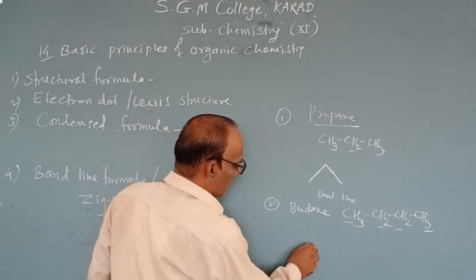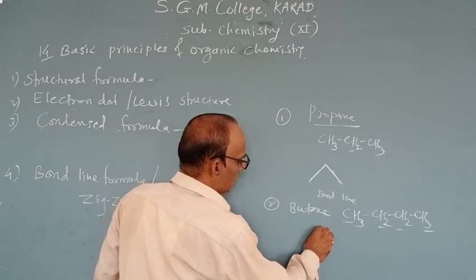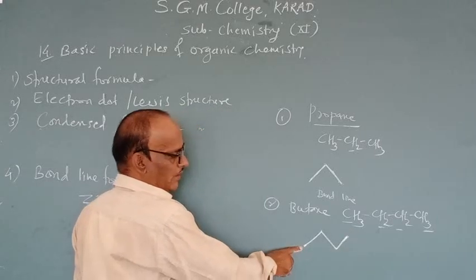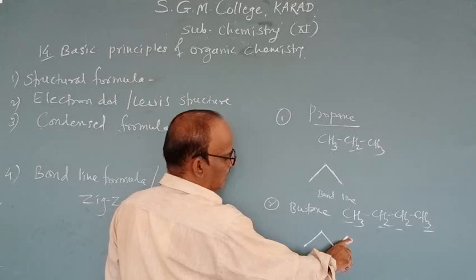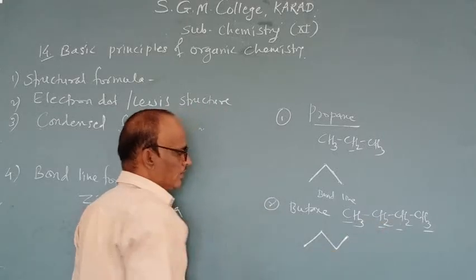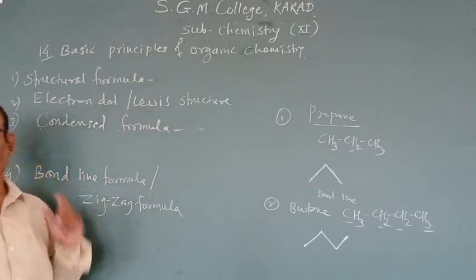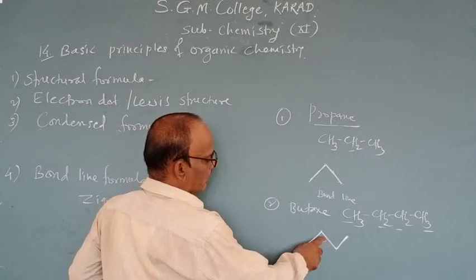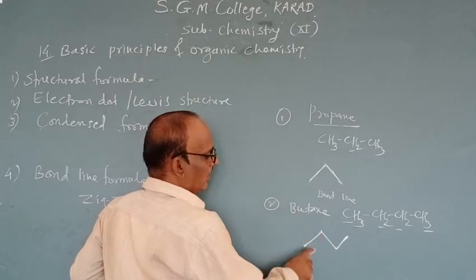You start from here. This is the first carbon, second, third and fourth. Means at this terminal CH3, at this terminal CH3. In the middle, the two carbon atoms are CH2 and CH2. Why is CH2 written there? Because the valence of carbon is 4. Here first bond, second bond. So this carbon carries 2 hydrogen atoms.